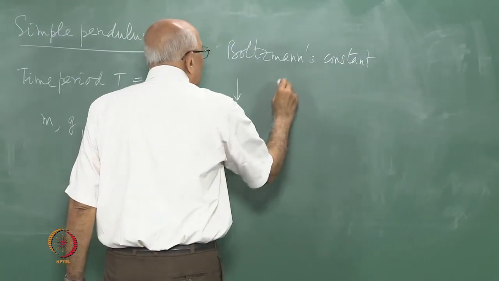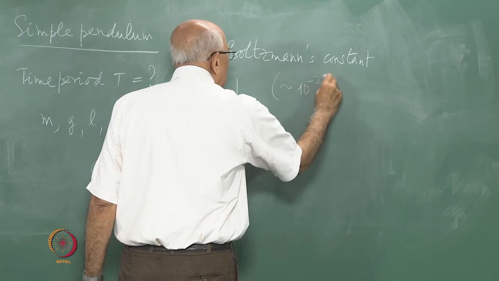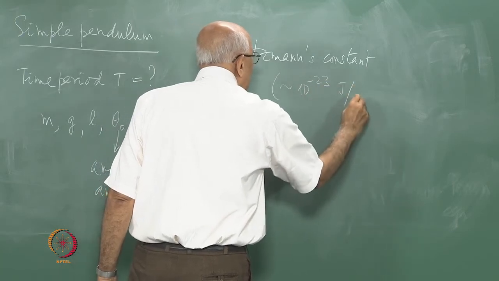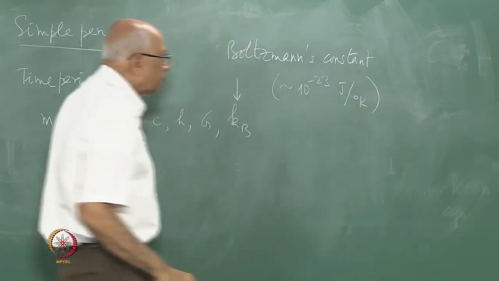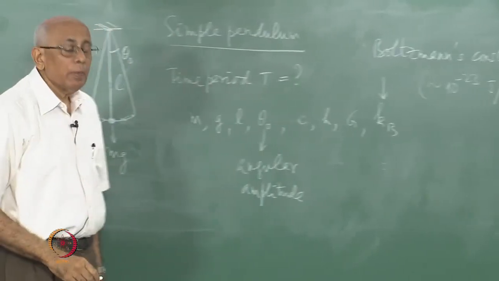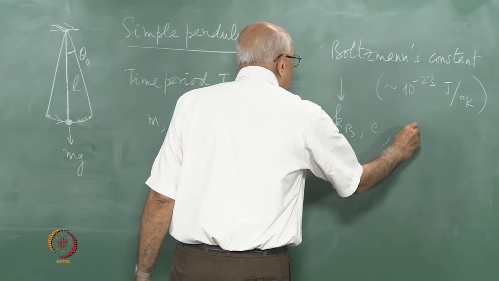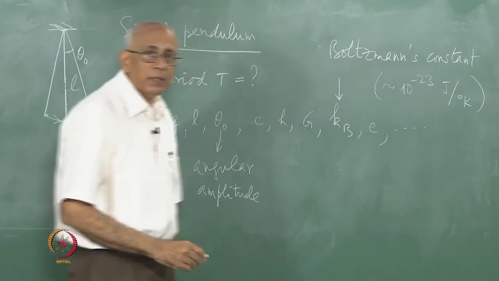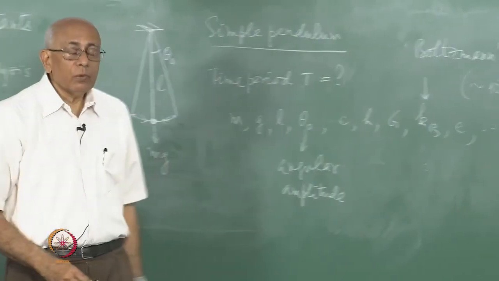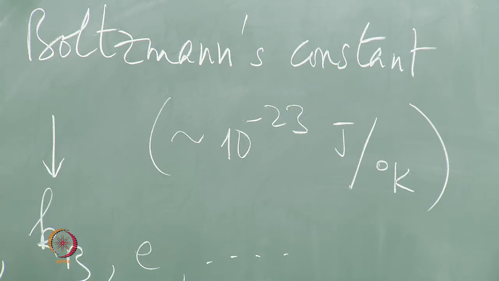And its numerical value is of the order of 10 to the minus 23 joules per degree Kelvin. So maybe it depends on that. Maybe it depends on the charge of the electron and a whole lot of other constants. Okay. We have no clue at the moment. And now we bring in physical arguments to eliminate things.